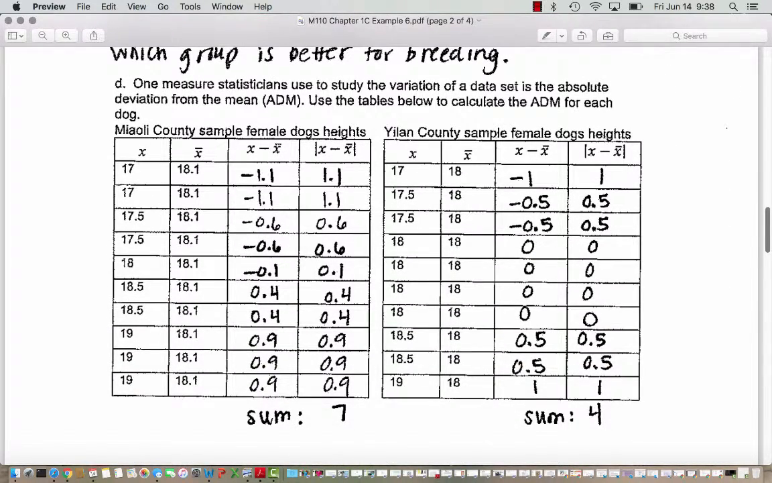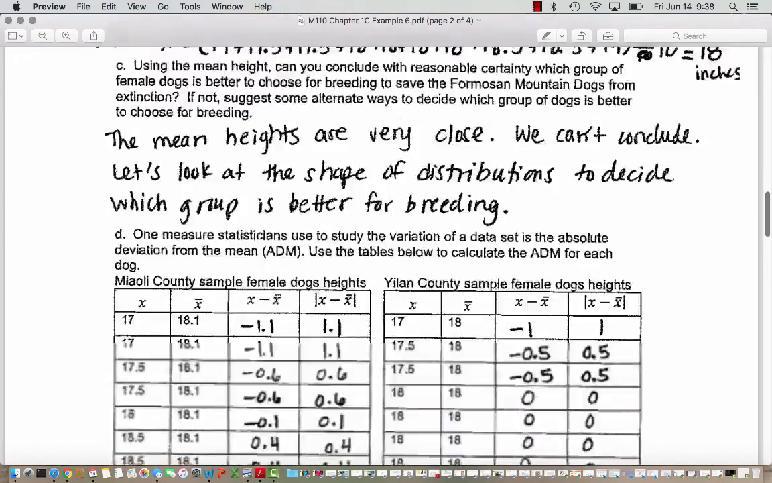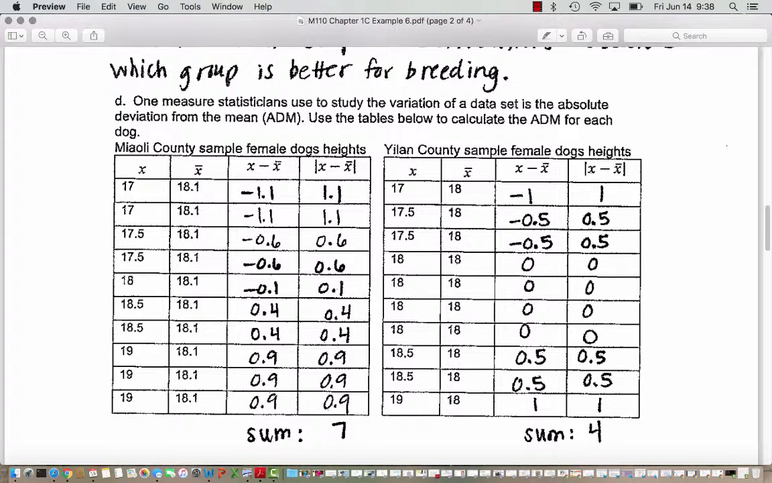So I set up two tables here to calculate the average deviation from the mean, the ADM, for each dog group. For Miaoli County, each of the dogs here is represented by an x. Those are the values here, and then the mean is over here. Oh, and I'm sorry, the mean is 18.1. I told you guys it was 18. My scan cut off. This should say 18.1 up here for Miaoli County, but still very, very close to 18 inches. So if we take this first dog who's 17 inches tall, subtract 18.1, we get a negative 1.1.